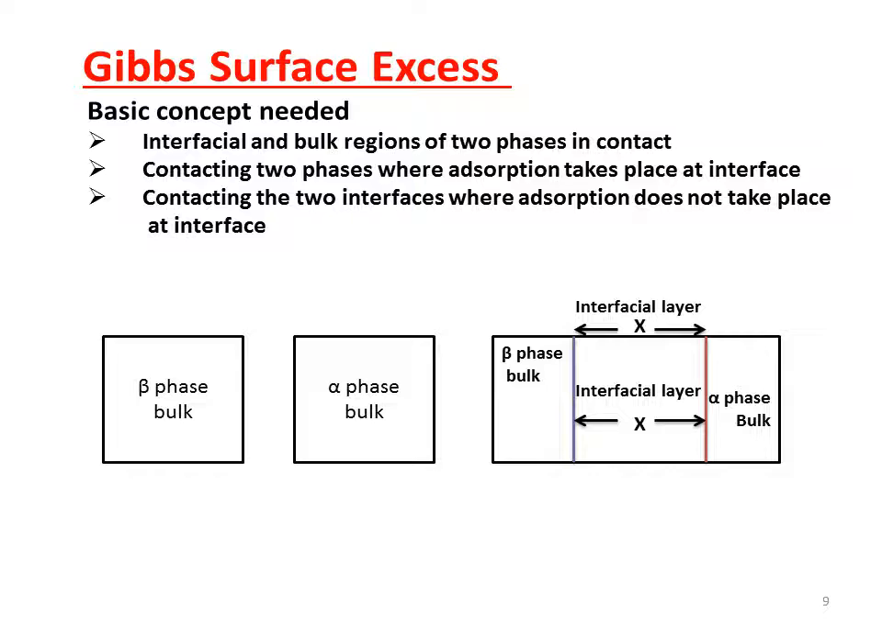Then it is adsorbing from the beta phase and from the alpha phase. It means that some concentration of the components of the beta phase are adsorbing from the beta phase bulk into the interfacial layer, and some concentration of the alpha phase components are adsorbing from the alpha phase bulk into the interfacial layer.